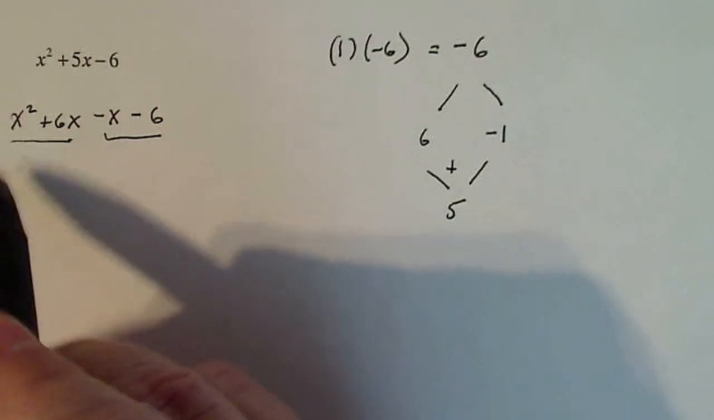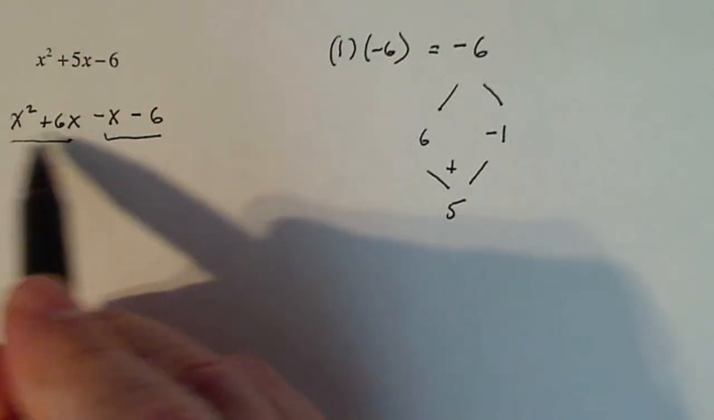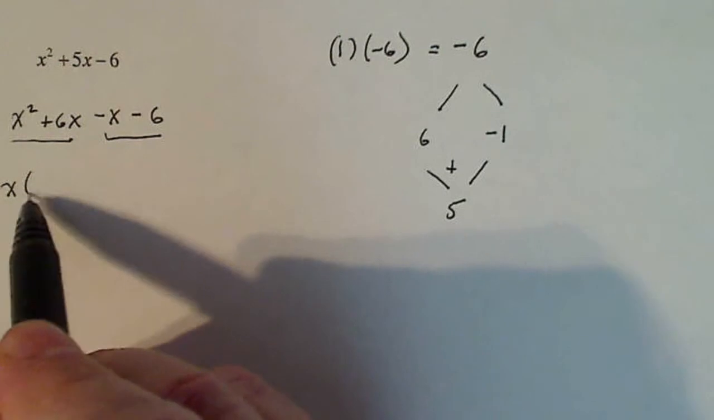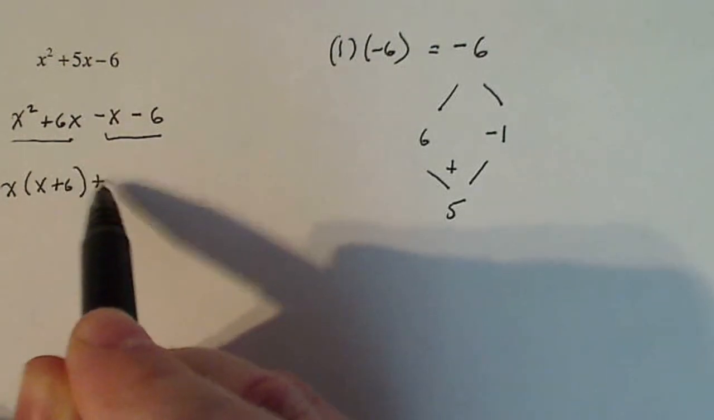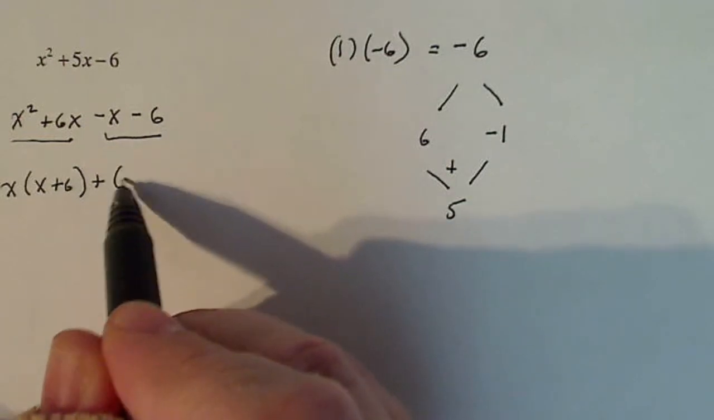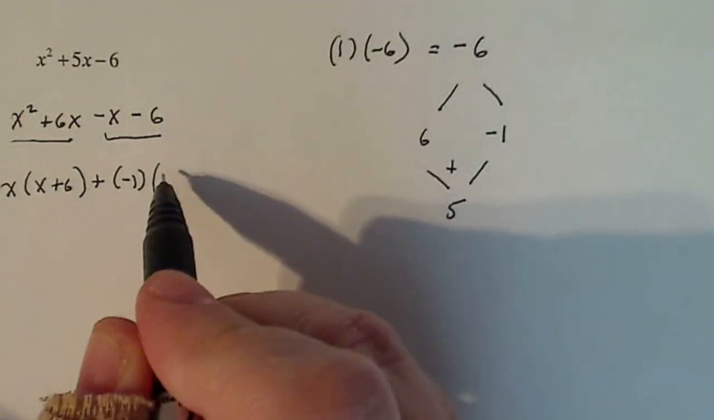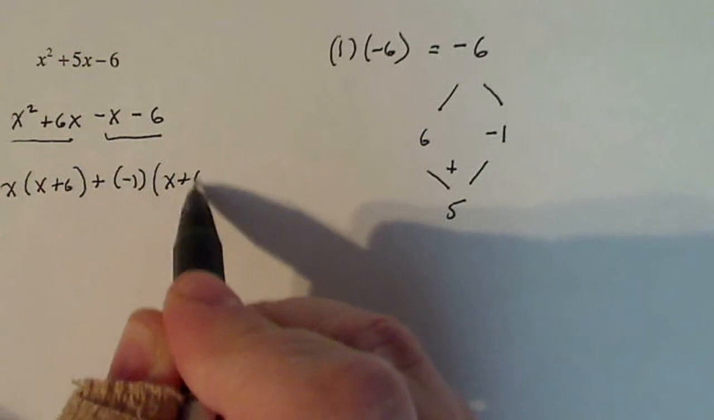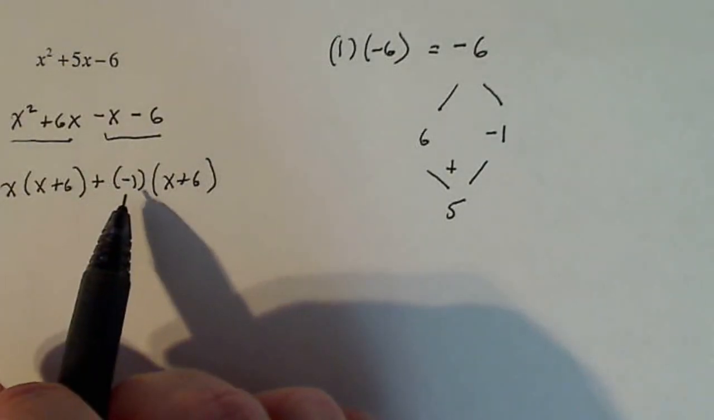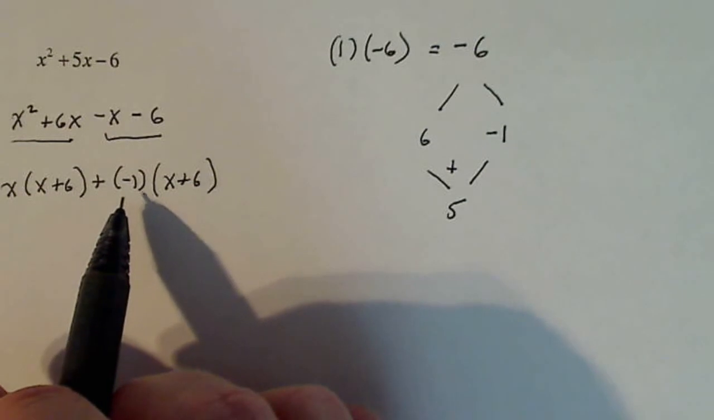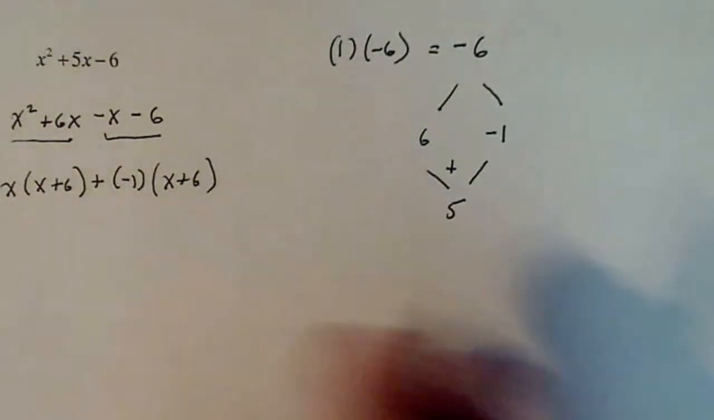I'm going to factor out what's the same in the first two terms, which is an x, and I'm left with x plus 6. And the thing that's the same in the second two is minus 1. I actually write it like that because it helps in understanding and helps to see the next step. I always put a plus sign in the middle, and I factor out a negative, and I factor out whatever number it is, regardless if it's 1 or not.